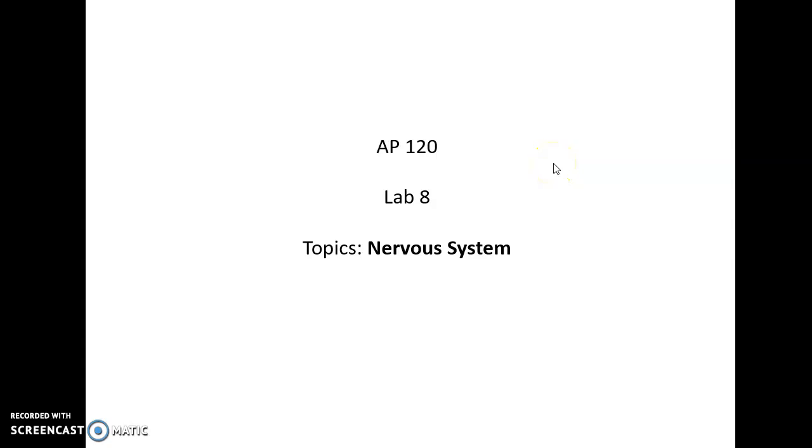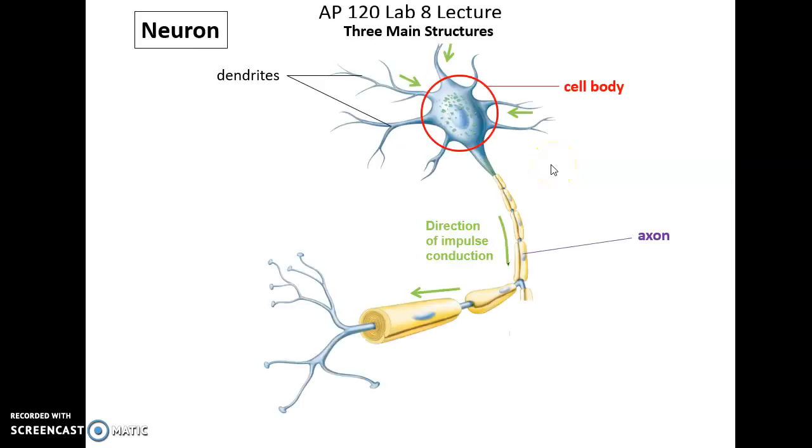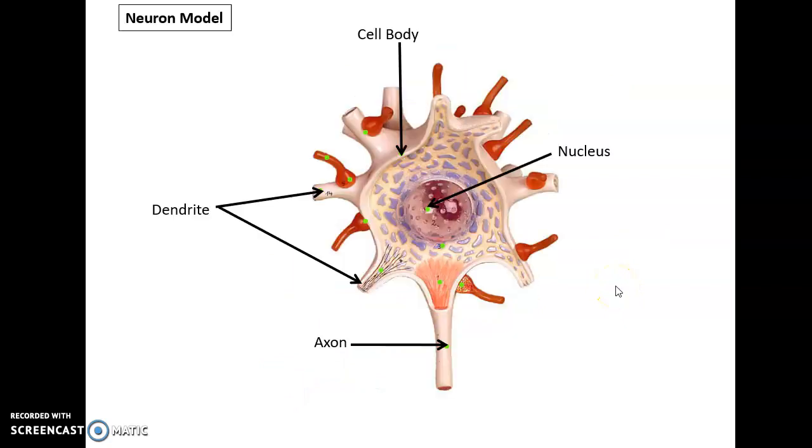AP 120 Lab 8 Nervous System. So here is a neuron. As we know, the cell body is where you find the nucleus. There are small processes called dendrites coming off of the cell body, and then one long process called the axon that also comes off of the cell body.